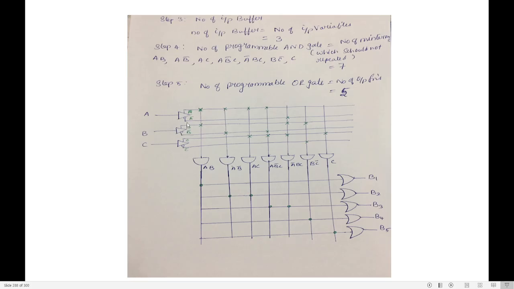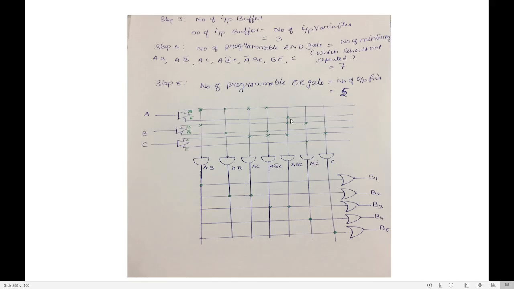A, B and C. Can you see the input buffer? This is the true form of A. From the bubble, if it is coming, it is the complement form, A bar. This is the symbol of an input buffer. Clear? Again, buffer. This is B, true form. From the inverter bubble, it comes as B bar. Now it is C. From a bubble, it comes as C bar.